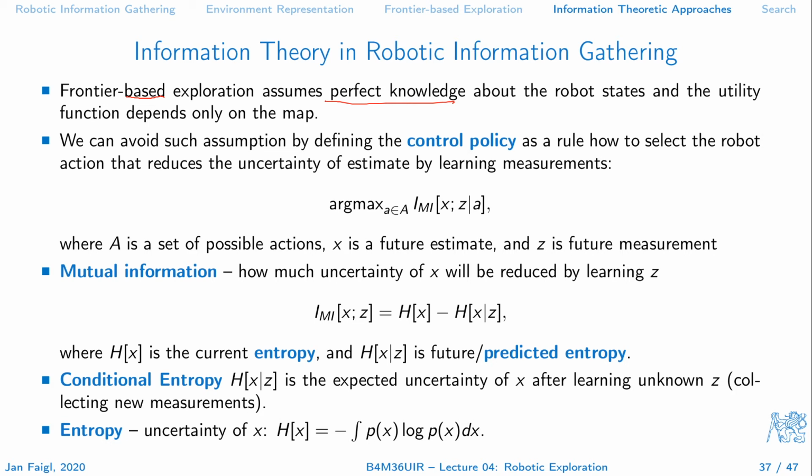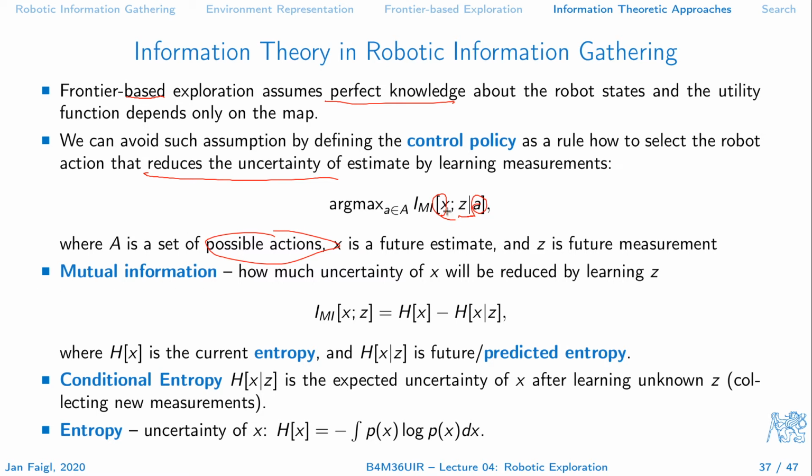And we can avoid such assumption by defining a control policy as a rule how to select the robot action that reduces the uncertainty of the estimate by learning measurements. So we basically formulate the problem in this informative path planning based approach. We have a set of possible actions, and we are looking for the best action that will increase our information. So we have the future estimate, we have the future measurement, and we have the action.